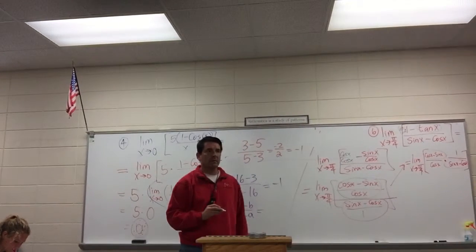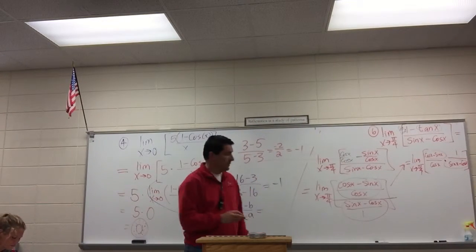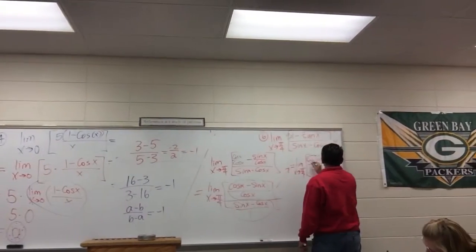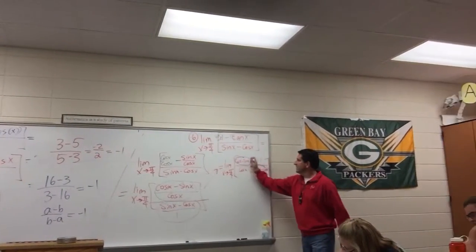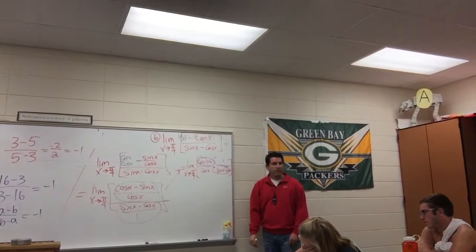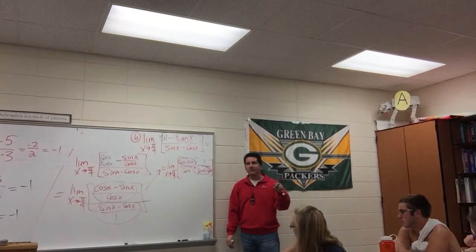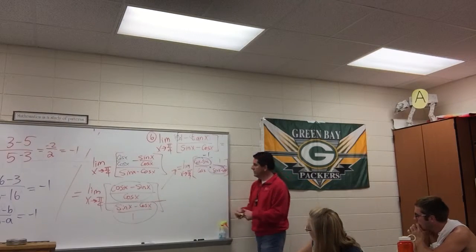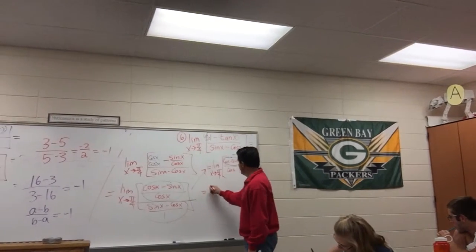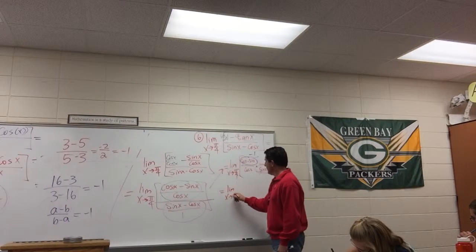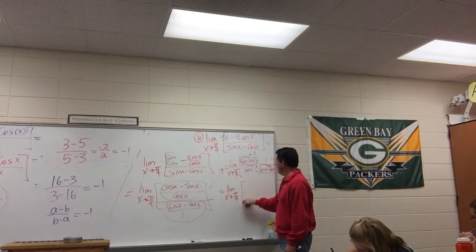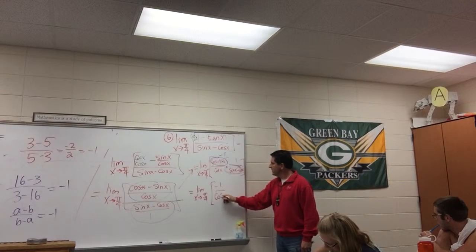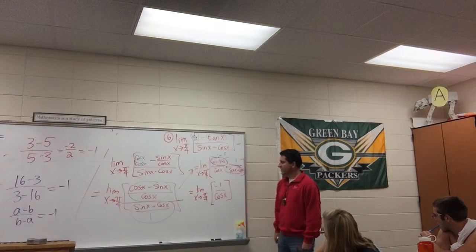So really what I'm saying here is a minus b over b minus a is always equal to negative 1. So what this means is this over this can cancel, but I replace it with negative 1. So what does this become? Limit as x approaches pi over 4 of, what do I got left over? I got a negative 1 over the cosine of x.